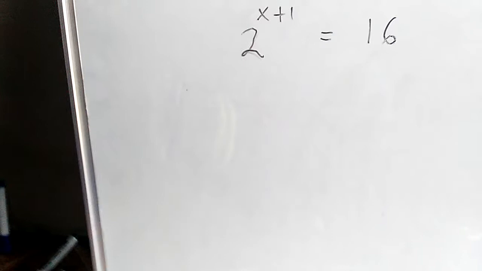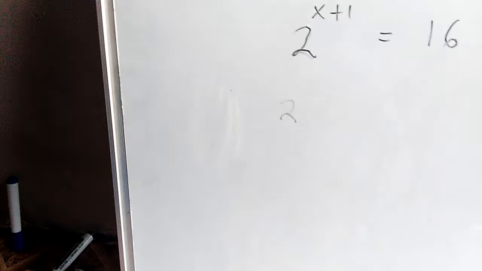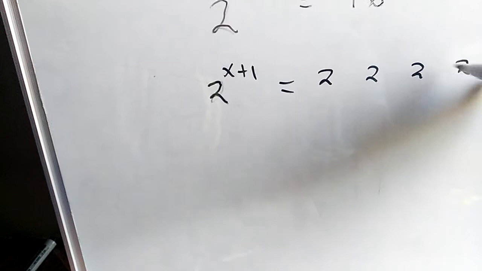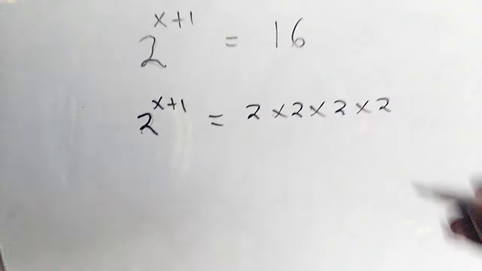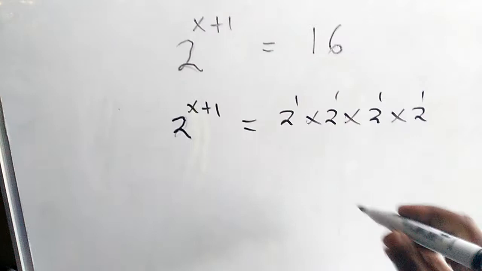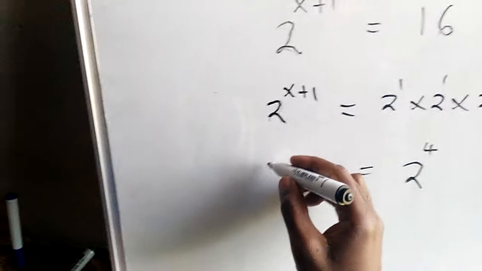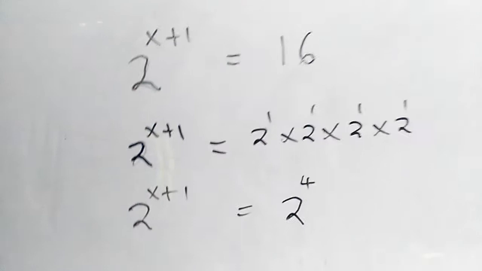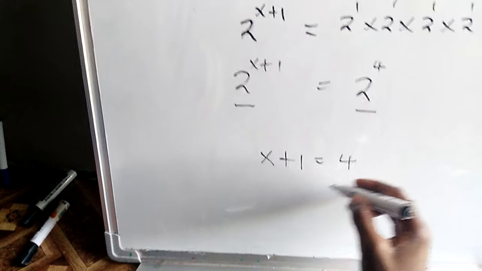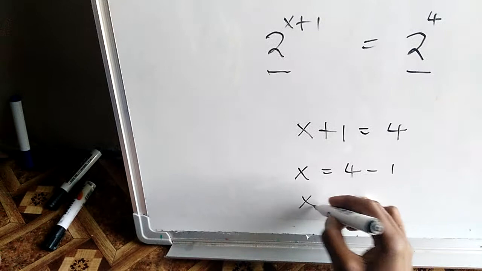So I now know how many 2s I need to get my 16. Therefore, I will equally say 2 to the power x plus 1 being equal to 2 to the power 4, since I need 4 of these to get my 16, so that you don't change the meaning of the question. When you multiply the same base numbers, you add up the powers and just pick one base. So 4. When you have the same base, equate the powers. And so you say x plus 1 is therefore equal to 4, and your x will be 4 take away 1. Your x will therefore equal 3.